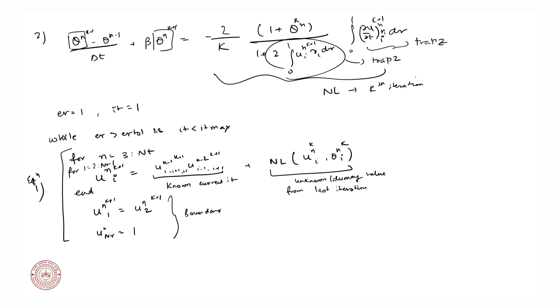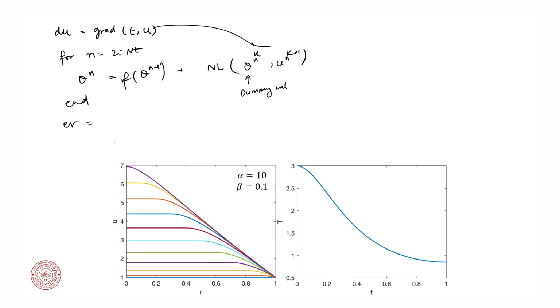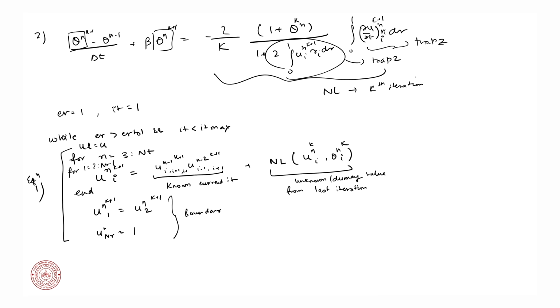If someone does not know how to do that, then u of L is equal to u, and you can say theta of L is equal to theta, and then error you can find out as maximum absolute of u for k plus 1 minus u for k by u for k plus 1, right. Iteration you can update as iteration plus 1 and end. So, this gives you a set of understanding for the equations to solve for this membrane based problem.